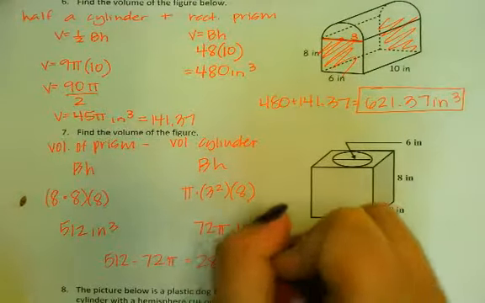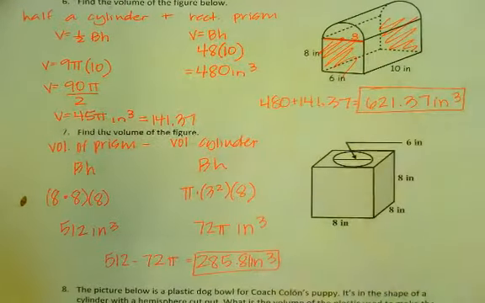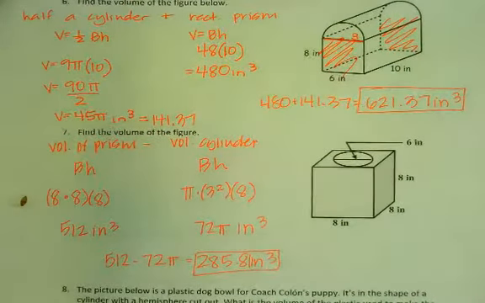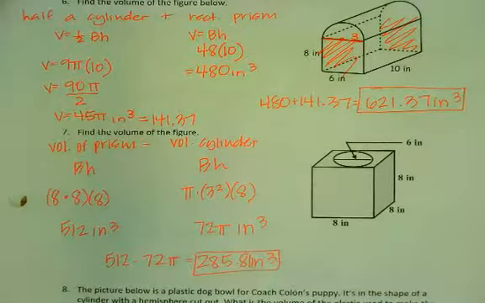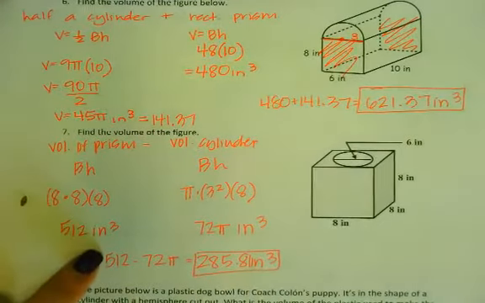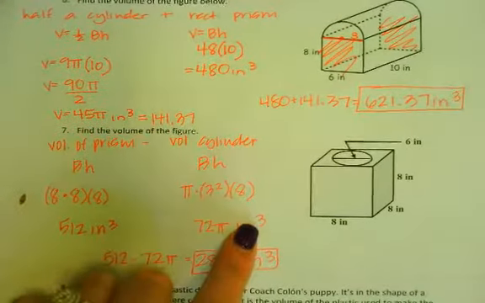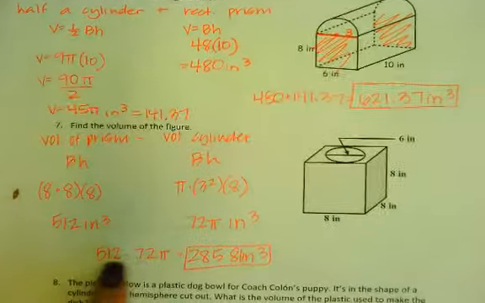Nearest hundred. Okay. Did you guys get 285.81 inches cubed? Okay, so the volume of the prism should have been 512 inches cubed. The volume of the cylinder should have been 72 pi inches cubed. And then when you subtract the two, you get 285.81 inches cubed. Any questions on that?